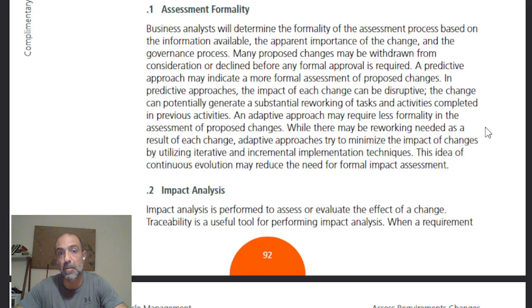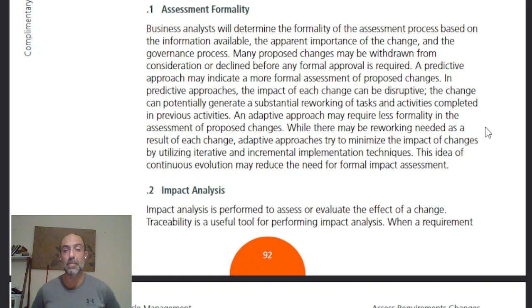Some changes are fundamental and foundational and might require a lot more formality, while other changes are a lot easier. Many proposed changes may be withdrawn from consideration or declined before any formal approval is required. Oh, the formality here they're talking about, yeah, exactly. Formality here applies to how we approach the change from a decision-making basis or from an actual implementation basis. A predictive approach may indicate a more formal assessment of proposed changes, because if we're predicting things, then we basically could make a plan out of them.